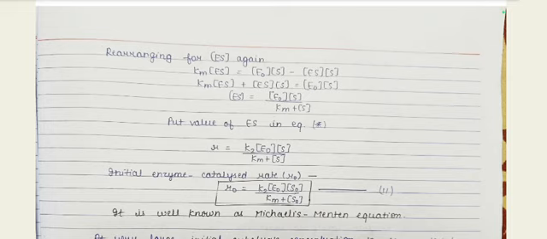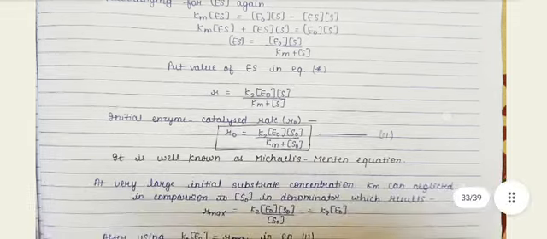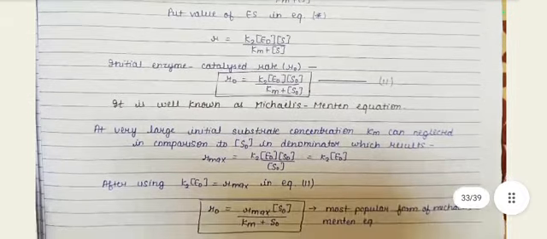Rearranging for ES again, Km ES is equal to E naught into S minus ES into S. Km ES plus ES into S is equal to E naught into S. ES is equal to E naught into S by Km plus S. Put the value of ES in equation star. R is equal to K2 E naught into S by Km plus S.